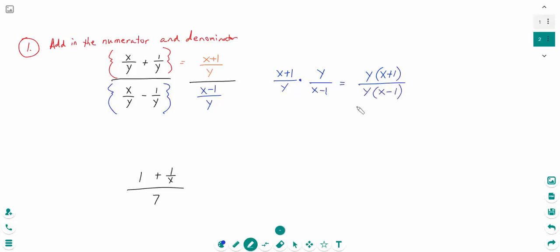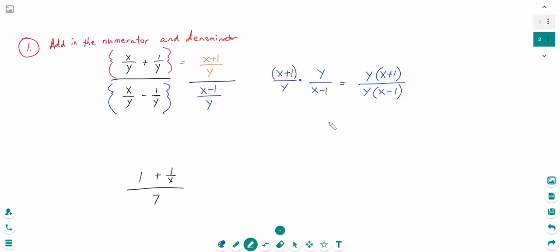Now look at that closely and make sure you understand how I got that. Notice the parentheses here. This y is not being multiplied by just the 1. It's not being multiplied by just the x. It's being multiplied by this whole numerator. So we have to make sure we put it in parentheses here to show that this y is being distributed through. Make sure you understand that.